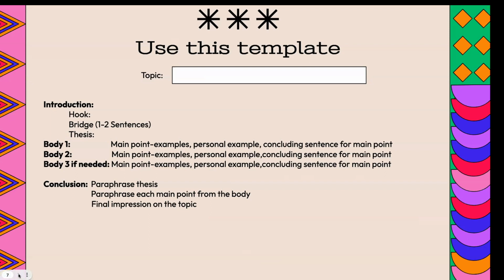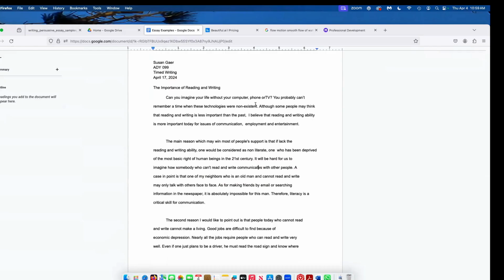Conclusion, thesis, paraphrase each main point from the body, and a final impression on the topic. If you use this outline, go ahead, take a screenshot of it, and you can use it for when you're writing your timed essay. So let's take a look at the first paragraph.